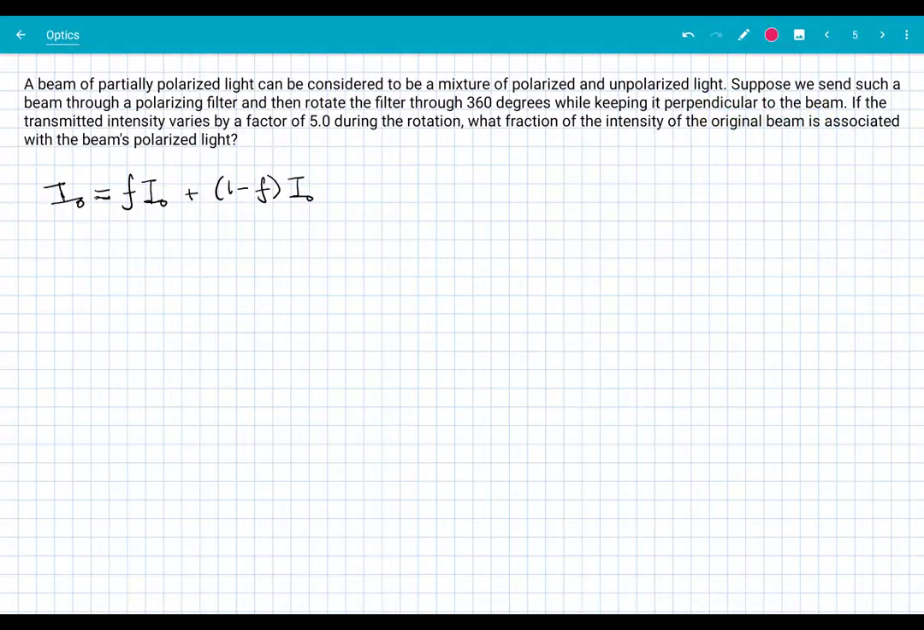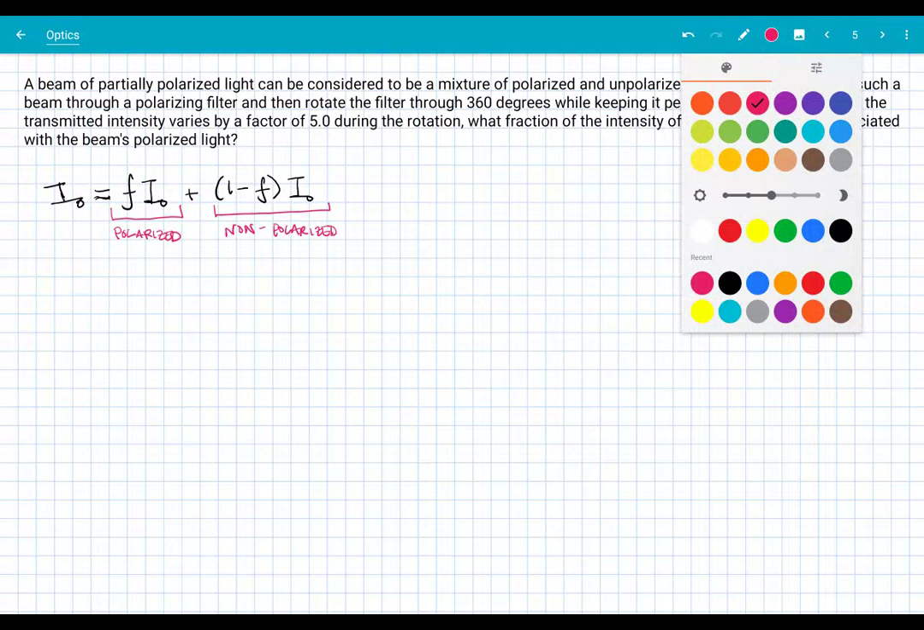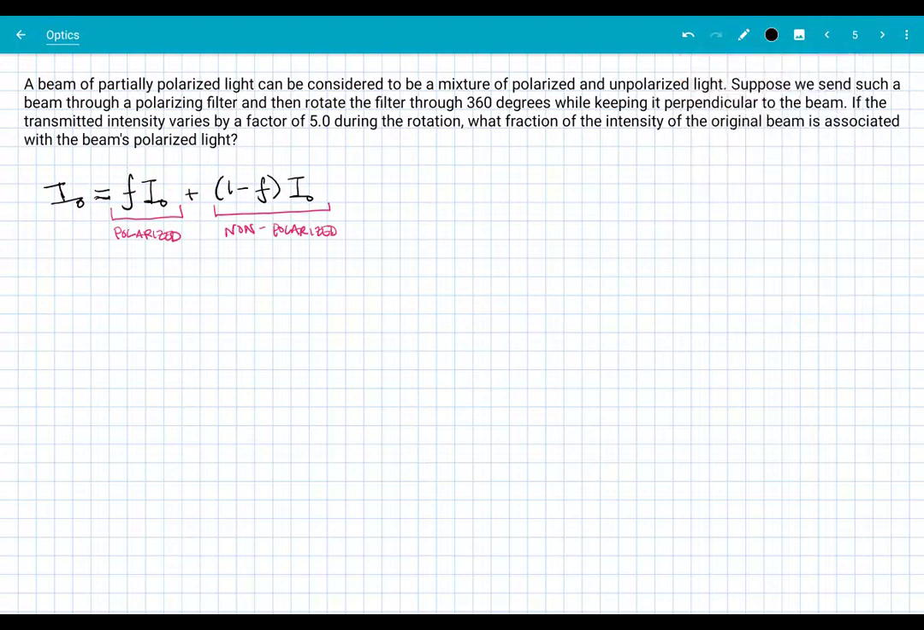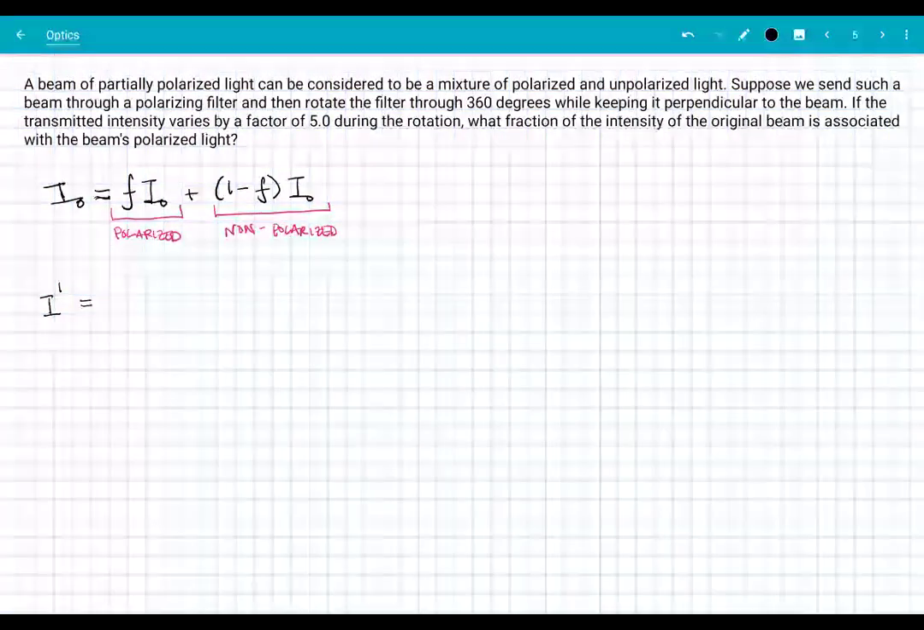And let's keep track of this. So this here is the polarized part of the beam. And this here is going to represent the non-polarized part. And we remember that the variation is going to occur in the polarized part, and the non-polarized part is just going to be reduced by 50%. Okay, now we're going to send the beam through a filter, and now let's write out an equation for the new intensity. I'm going to call the new intensity I prime. This is my new intensity here.